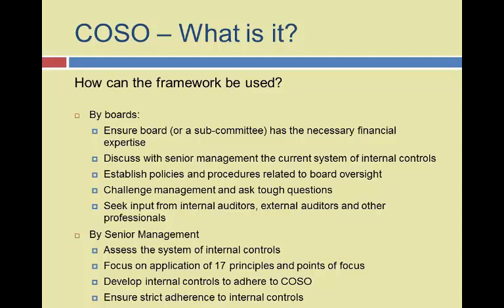So what about for senior management? How do they use the framework? Again, you need to assess the system of internal controls, focus on the application of the principles and the points of focus, developing the internal controls, and the last piece is ensuring strict adherence to these controls. You can't have controls that are in place 50% of the time or apply to everybody but the senior level people. They have to be strictly adhered to across the board for them to be effective. And effective internal controls is really the ultimate goal, is implementing the COSO cube for effective controls.